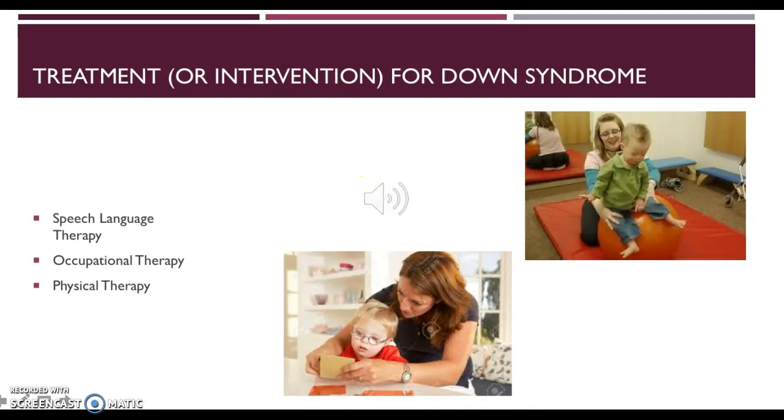Treatment for Down syndrome students may include speech-language therapy, which focuses on articulation, cognitive skills, and strengthening for the oral muscles, tongue, and lips. Occupational therapy, which improves day-to-day skills necessary for living a healthy life and being successful in society. And physical therapy, because of the poor muscle tone and smaller hands.